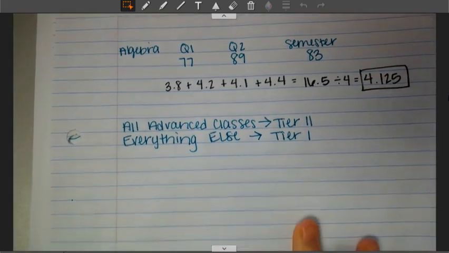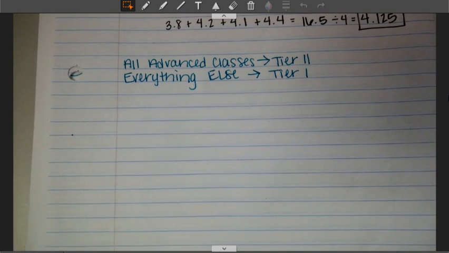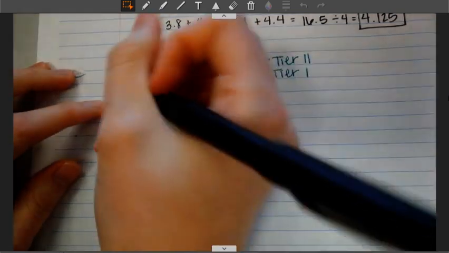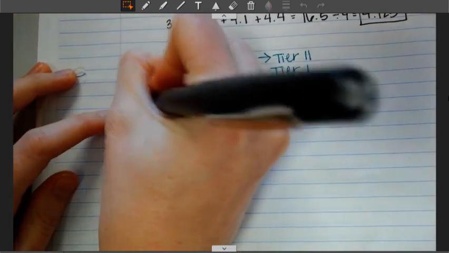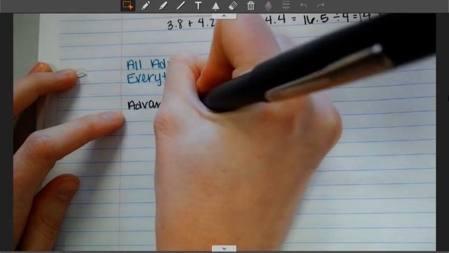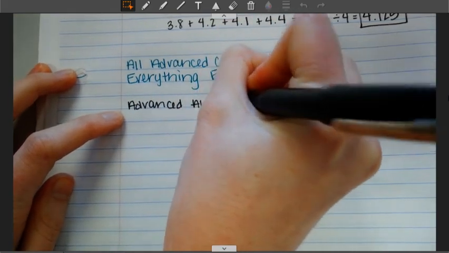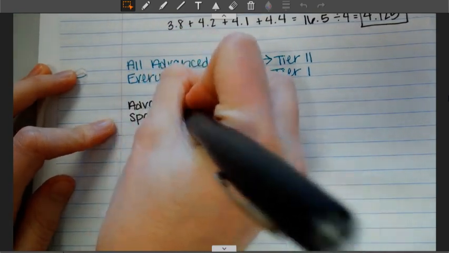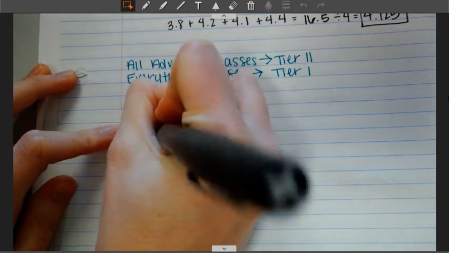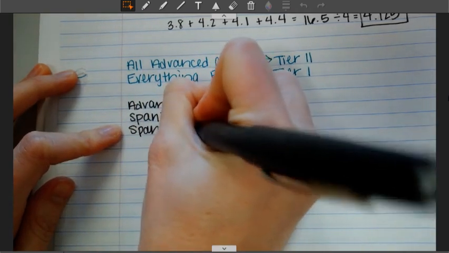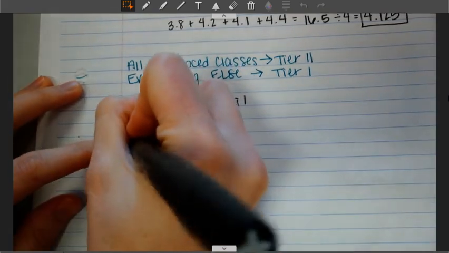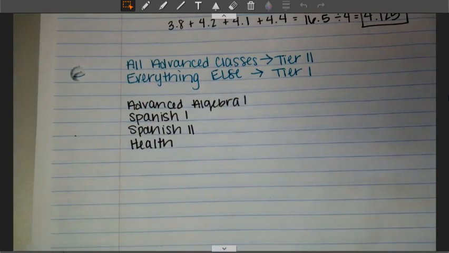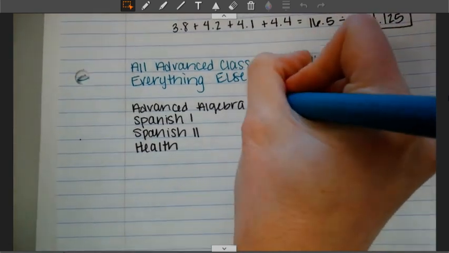So if you wanted to calculate your actual high school GPA for right now, I would like you to practice this with all, but then when you want to calculate your actual, the classes that you can calculate are Advanced Algebra 1, Spanish 1, Spanish 2, and those would be Tier 1, and then Health is the other one. Okay, so of those, the only one that is Tier 2 would be Advanced Algebra.